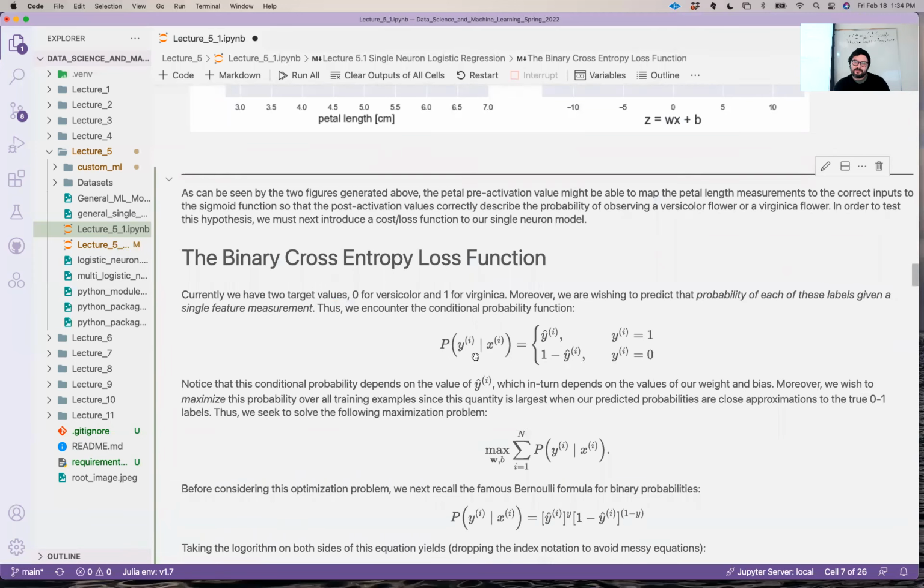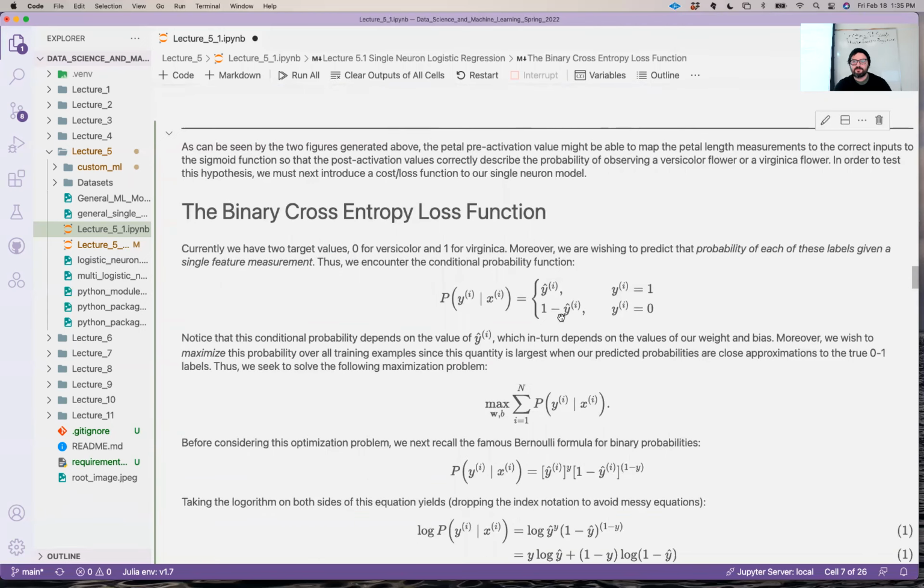So let's talk about this formula in front of us. The probability of yi, that's the correct label, given xi. Now this is going to be equal to the piecewise function y hat if y is 1. And then if y hat is a probability, what is 1 minus y hat? It's the probability of the complement. So y hat if y is 1, 1 minus y hat if y is 0. So 1 would be heads, 0 would be tails.